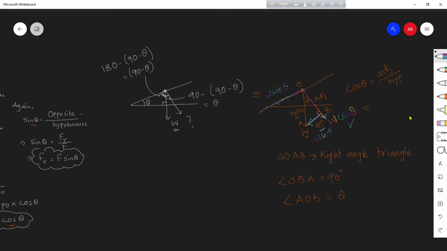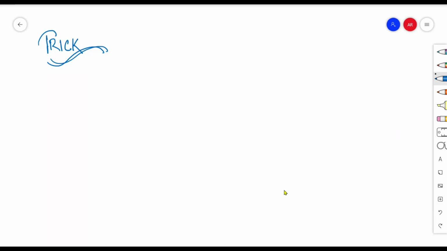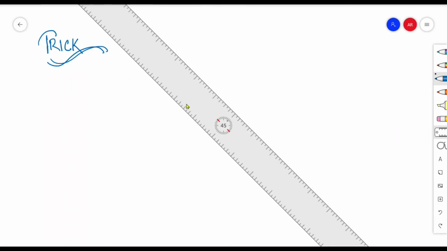So parallel to the slope is just the opposite. I have shifted this vector from opposite, which is along the direction AB, to parallel to the slope, which is W sine theta. So again, getting back to the problem that I drew here, W sine theta is acting down the slope. Now let me give you one trick.